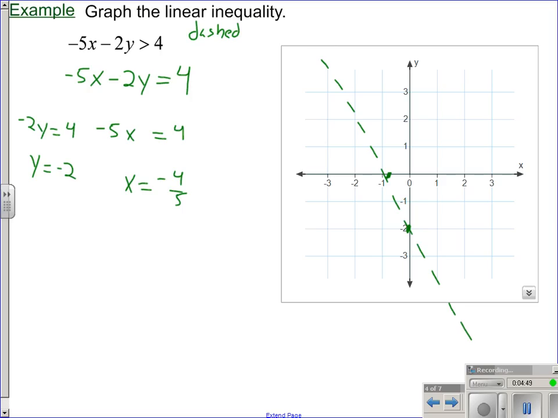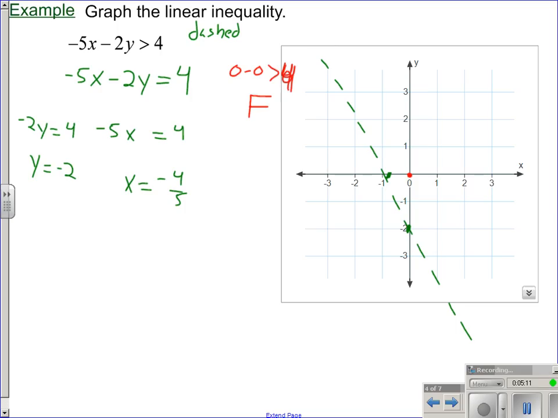The easiest point to test is the origin. Again, test any point you want as long as that point's not on the line. So I'm going to plug in 0 and 0 for x and y. 0 minus 0. Is 0 greater than 4? No, it's not. So that is false.